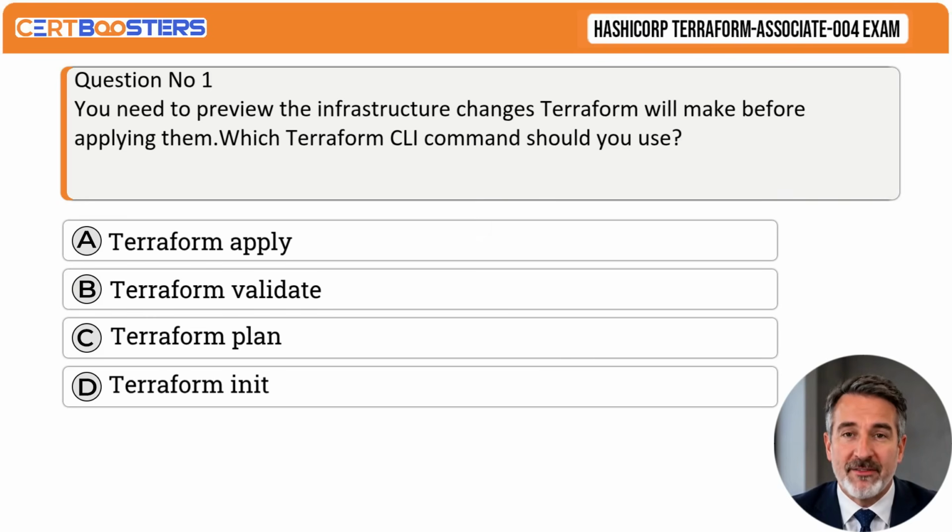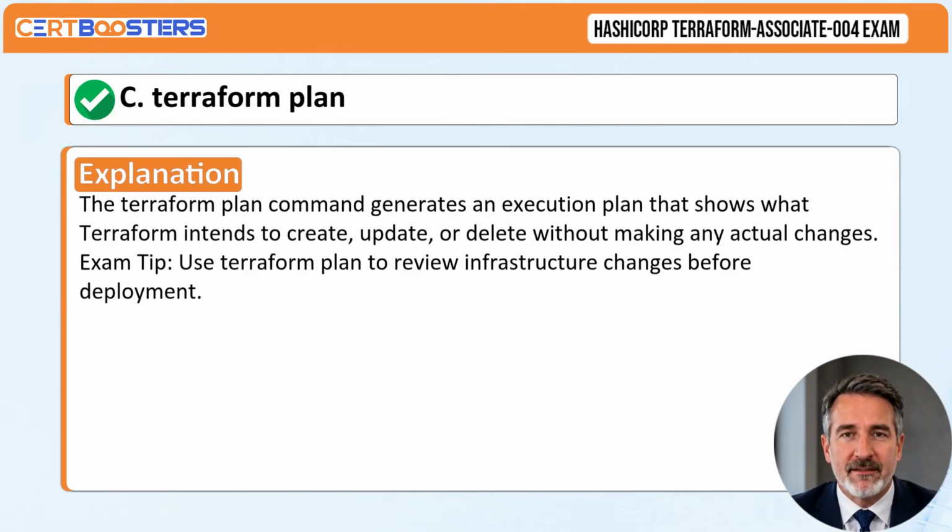You need to preview the infrastructure changes Terraform will make before applying them. Which Terraform CLI command should you use? A. terraform apply. B. terraform validate. C. terraform plan. D. terraform init. Correct answer: C. terraform plan. Explanation: the terraform plan command generates an execution plan that shows what Terraform intends to create, update, or delete without making any actual changes. Exam tip: use terraform plan to review infrastructure changes before deployment.